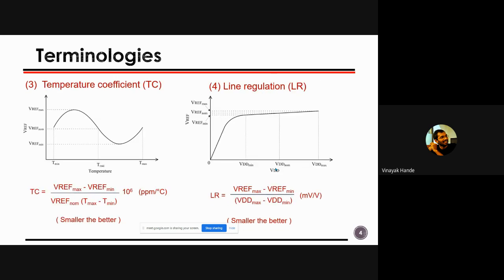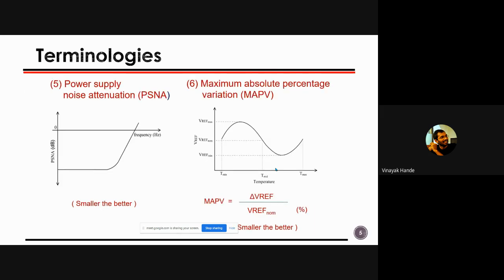These two, like 3 and 4, are DC characterization, and this fifth one is an AC characterization, power supply noise attenuation, where we keep the voltage amplitude the same and vary the frequency, and see how much variation with the frequency your voltage reference is seeing, right?